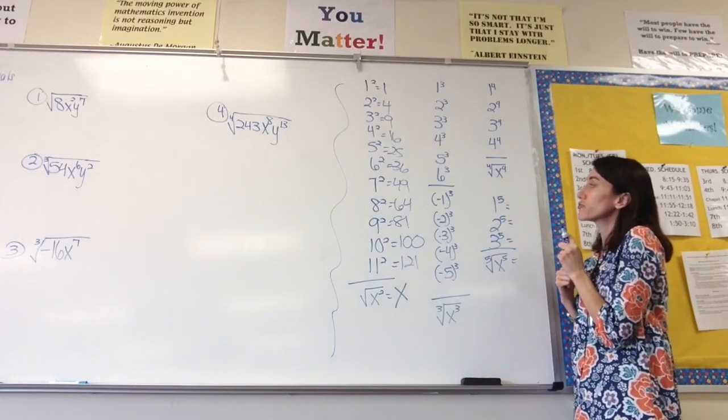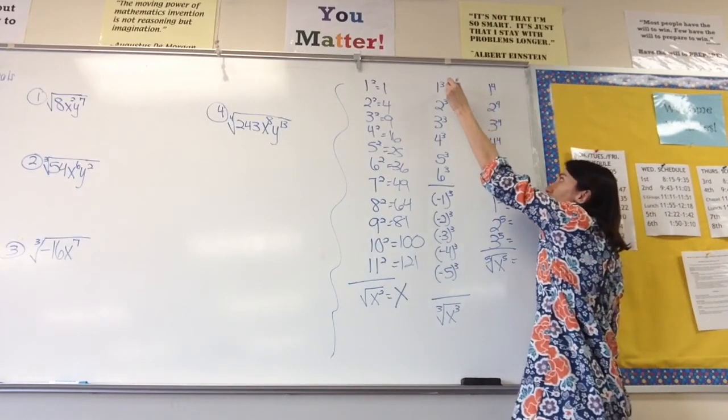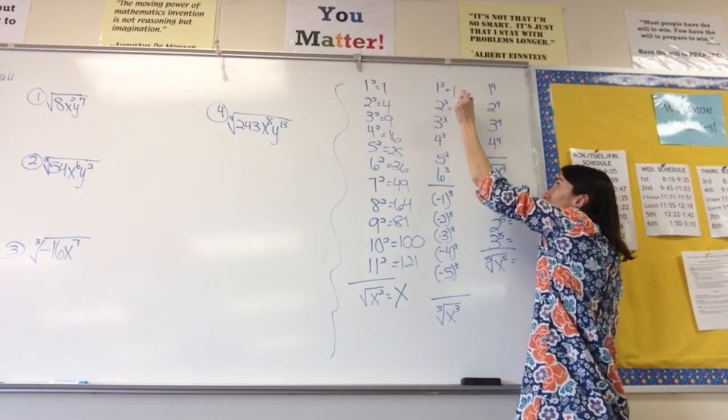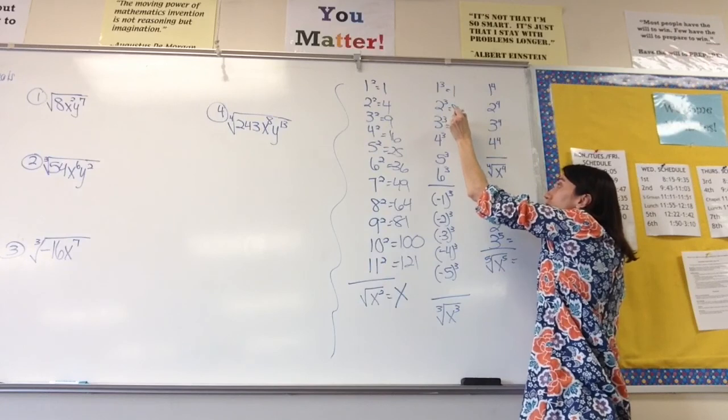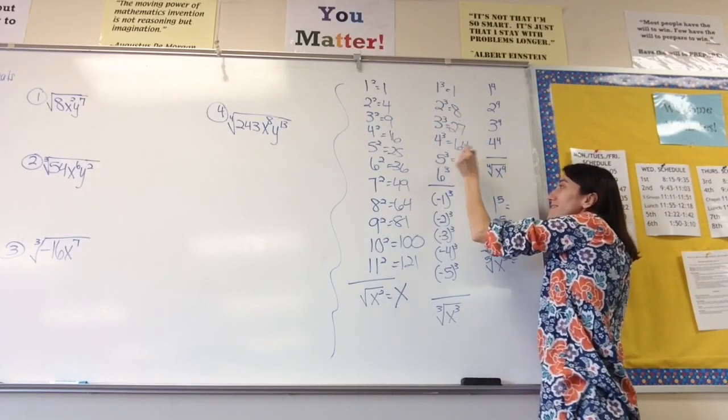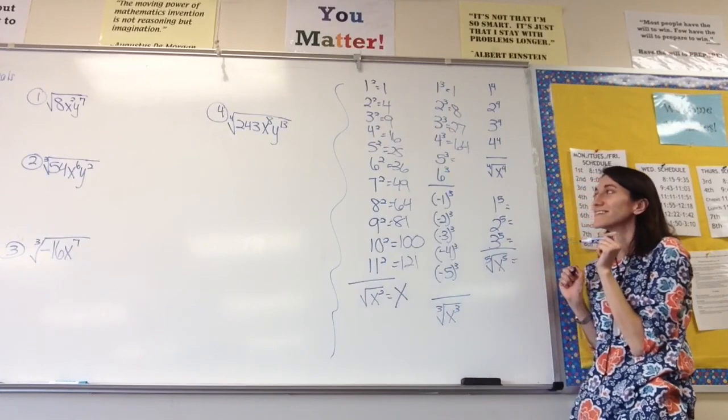Now let's go to our cubes. Let's see if you guys know the perfect cubes. 1 cubed? 1. 2 cubed? 8. 3 cubed? 27. 4 cubed? 64. Then 125.